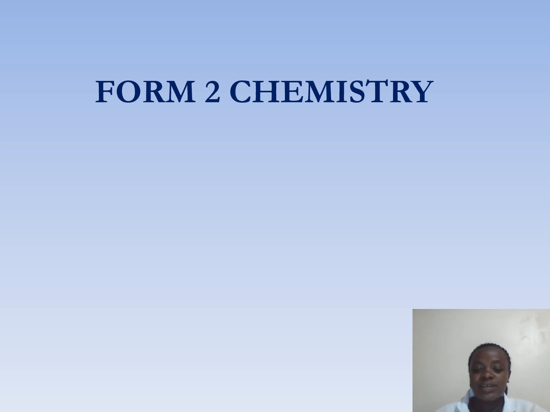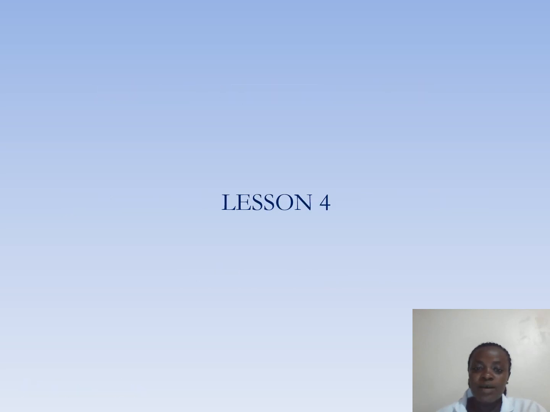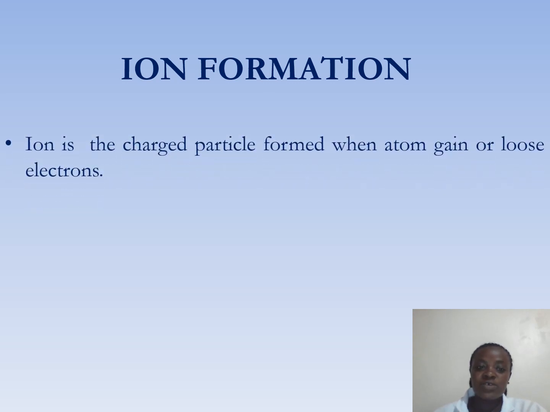So we are still looking at the Form 2 topic. This is the first topic of Form 2, the structure of the atom and the periodic table. Previously, we looked at the structure of the atom and the periodic table. We also looked at the electron configuration and calculated the relative atomic mass. So now, in our lesson 4 today, we are going to look at ion formation, starting with the definition of the term ion.